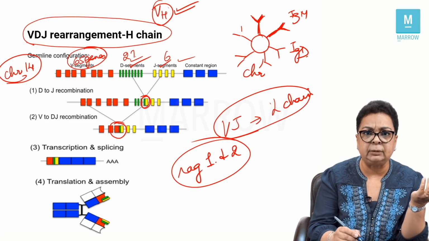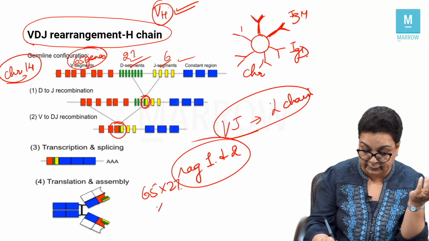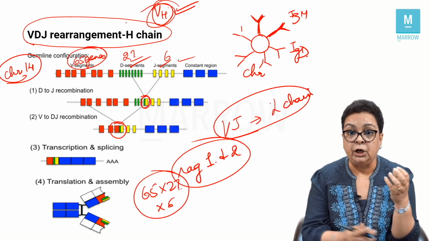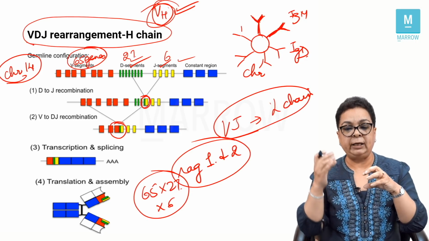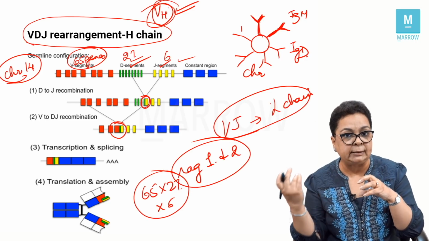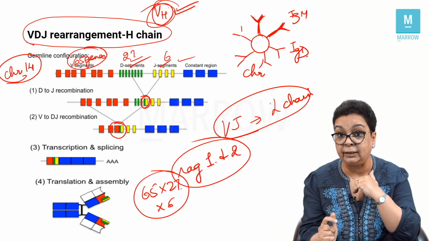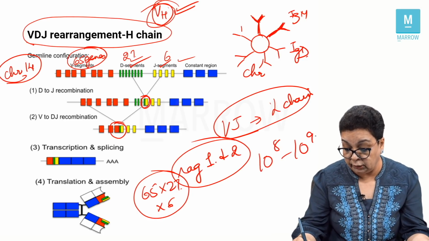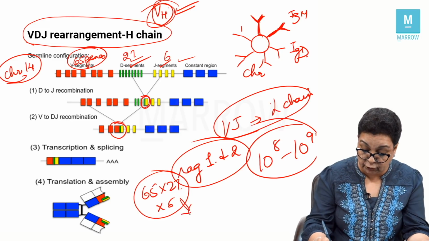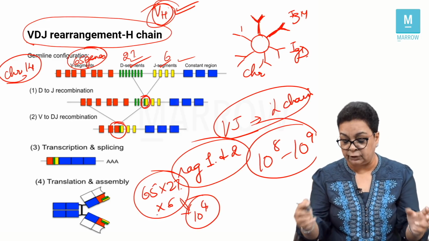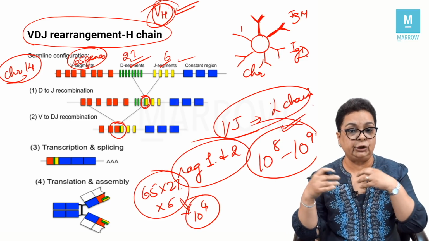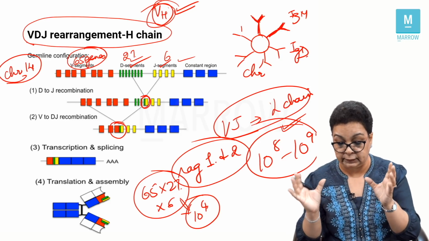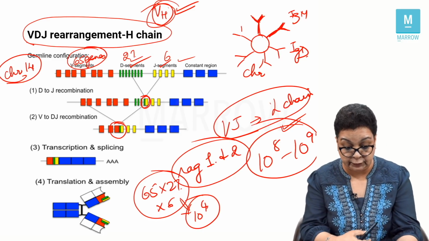So can you think of the possibilities? 65 multiplied by 27 multiplied by 6 is the number of possibilities of the variable region. During the joining of these genes, randomly some nucleotides are deleted, randomly some nucleotides are added, and that is going to create further diversity. So at a particular point in time, this was just 10 raised to power 4, but further diversity is occurring because of those random additions, P nucleotide addition, etc. Those are called junctional flexibility, right? So that is VDJ rearrangement.